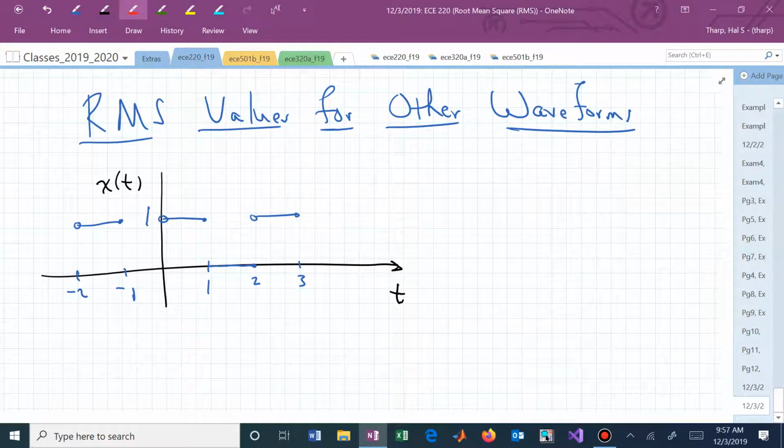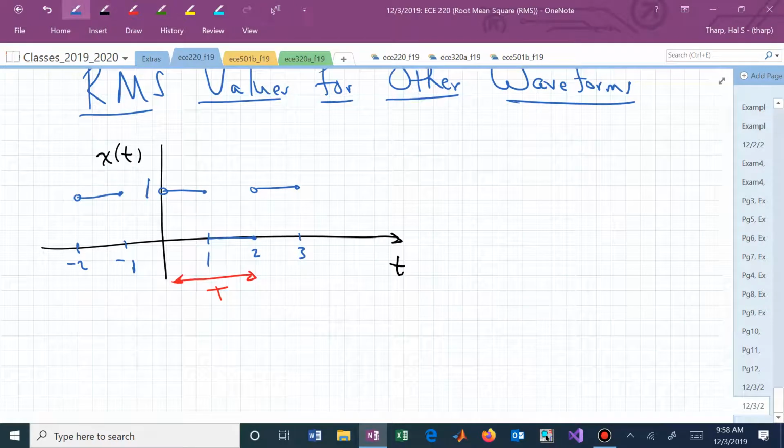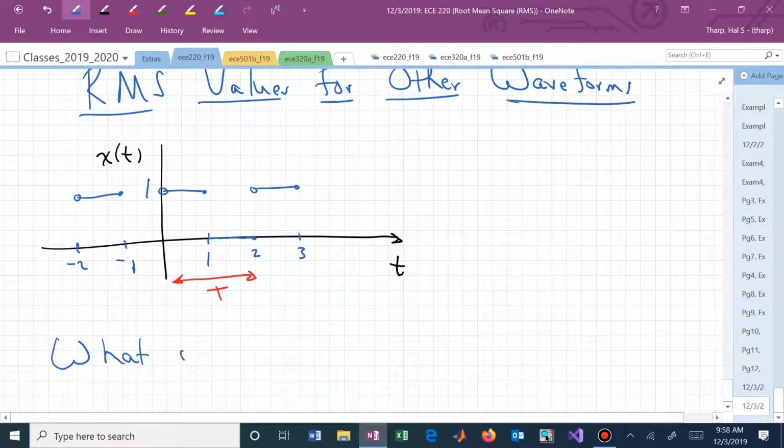What's the period of that waveform? What's the time interval over which you have unique values before you start seeing that pattern repeating? It's now 2 units of time. Our period is now from first peak back to that first peak occurring again. So let's now find the RMS value for that little x of t.